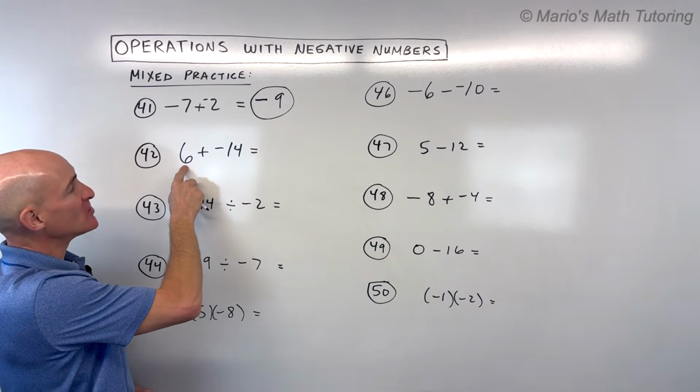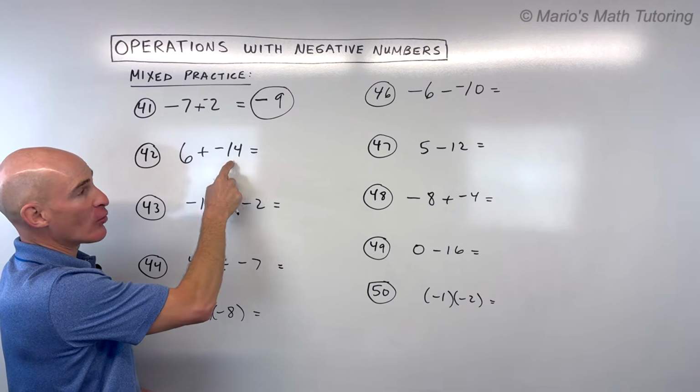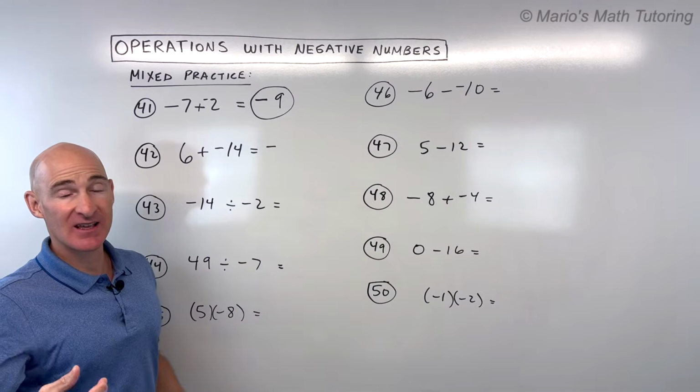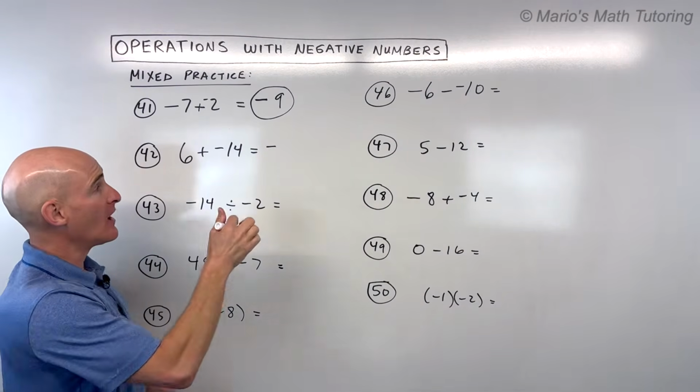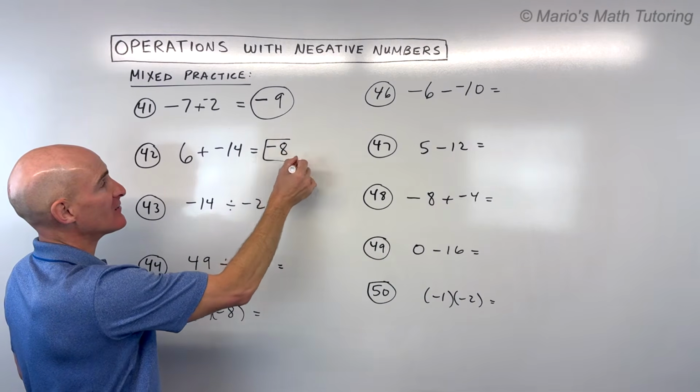For 42, what did you get? 6 plus negative 14. Well, when you add and you have more negatives than positives, that means the answer is going to be negative. If I had more positives than negatives, the answer would be positive. It's kind of like a tug-of-war. How many more negatives do I have? 8 more. This is going to be negative 8.